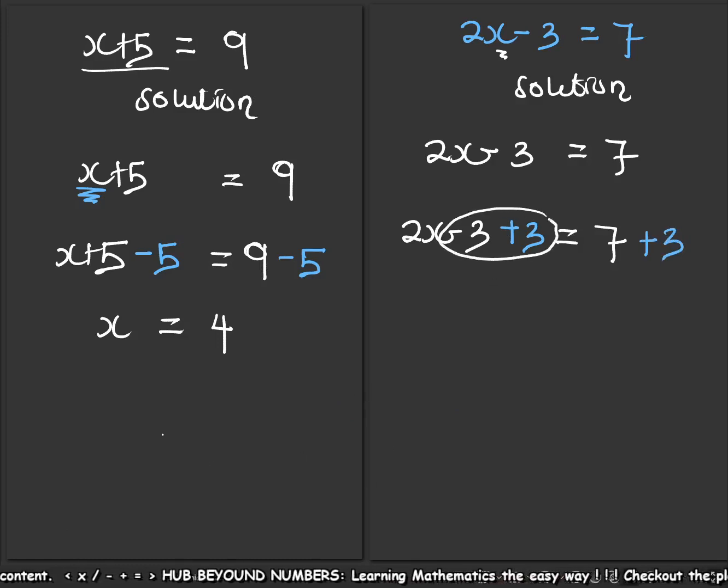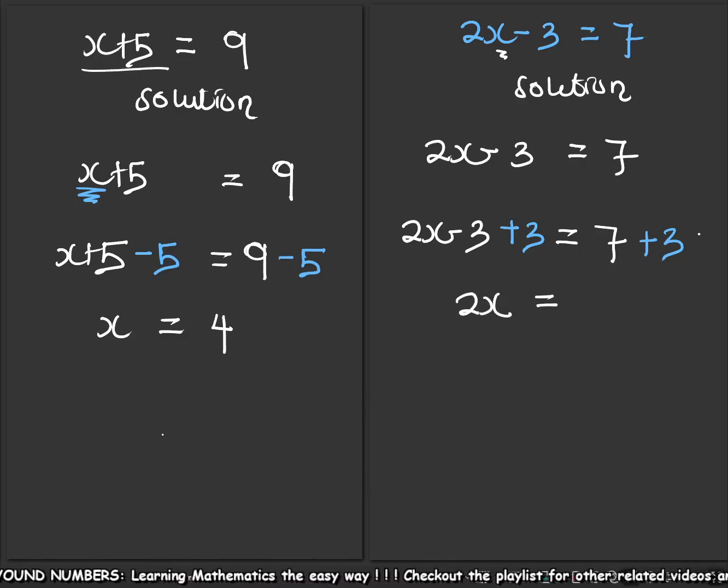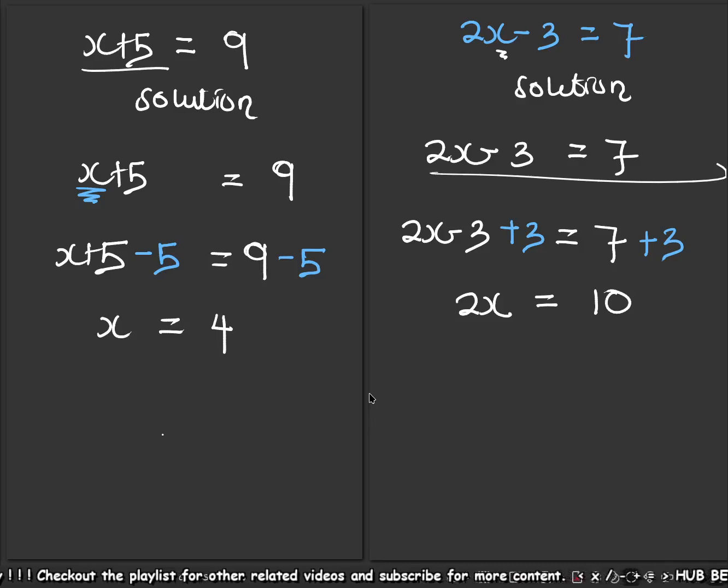So positive 3 minus 3 gives us 0. Hence, we have 2x is equal to 7 plus 3, which gives us a 10. Now, this equation we had here, as you can see, has been reduced to what? 2x is equal to 10.